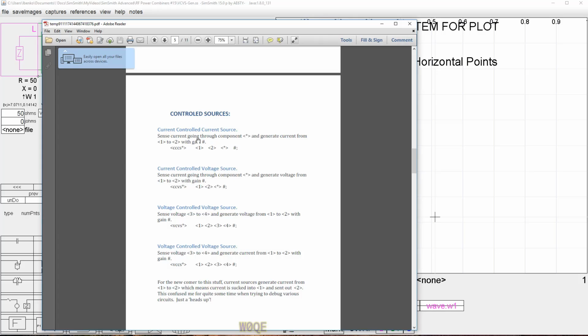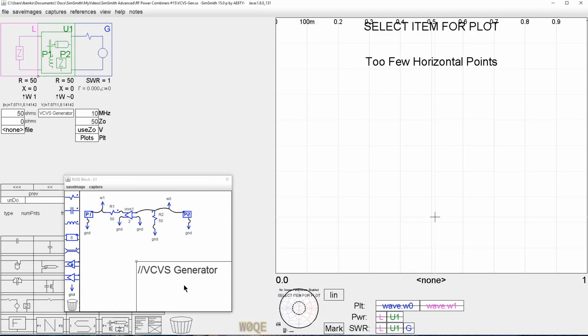There they are, controlled sources. These text fields you would put in the ruse block right here, just as you'd put them in the N block, and you can create the generator here. But what we've built here is a generator. So what we've got is a 50 ohm load, 50 ohm source here, generator, 50 ohm output impedance.